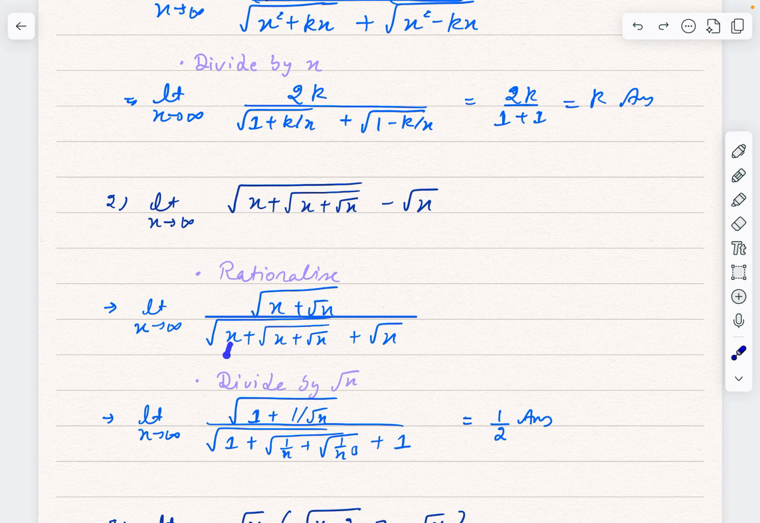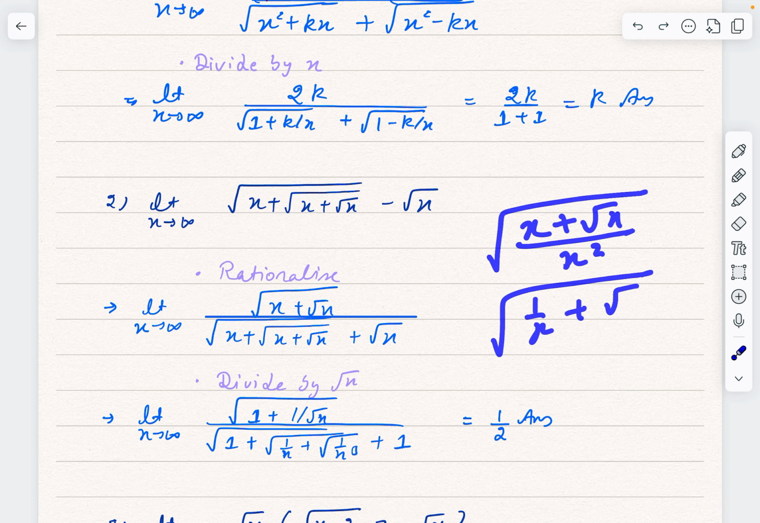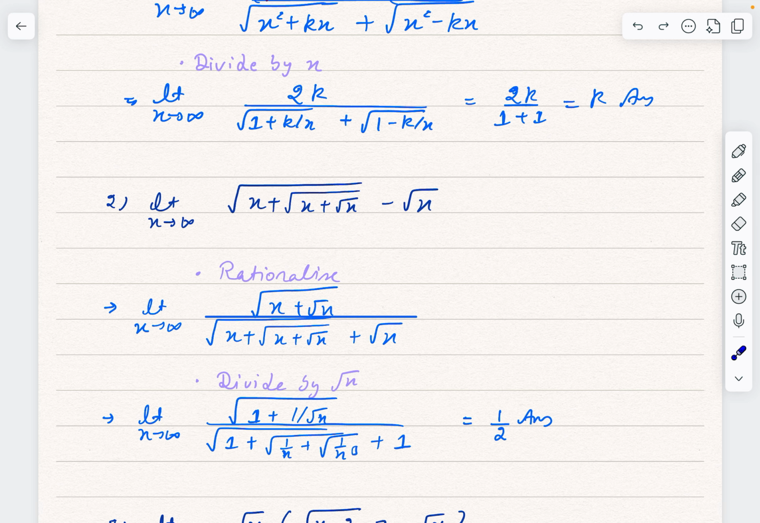In the denominator, this will become 1. This will become root of 1 by x. And when you take it inside again, it will become x to the power 4. So you get the root of 1 by x cube. It goes like this: x plus root x by x square, which will become root of 1 by x plus root x by x square. And root x by x square will be root of 1 by x cube, plus 1. Now, wherever you have x in the denominator, all those terms will become 0. So you get just 1 by 1 plus 1, you get 1 by 2. I hope it is clear, guys. Let us see the next problem.